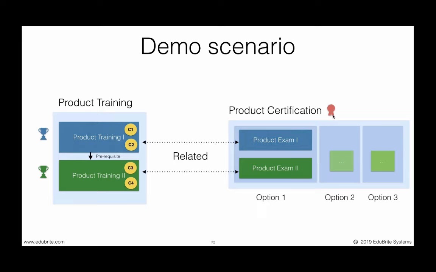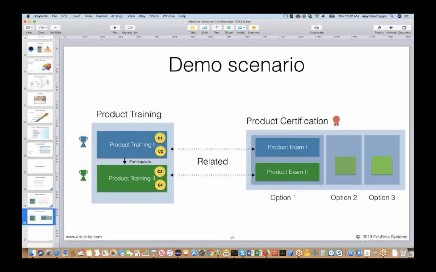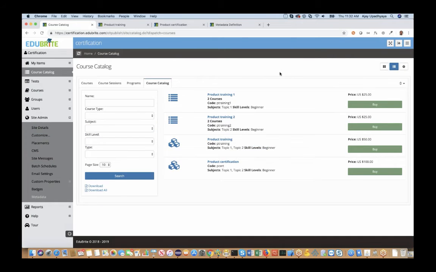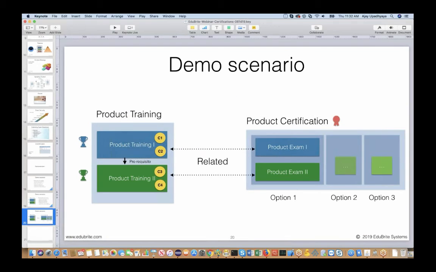So with this, let me go into the product and walk you through the setup, and also run a scenario from the learner's perspective, and show you everything end to end. This is a very simple plain vanilla site of EduBrite LMS, and this is the product catalog where we are showing a product training bundle and a product certification bundle. These are the two bundles we had represented on the slide.